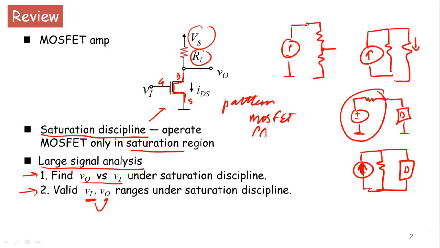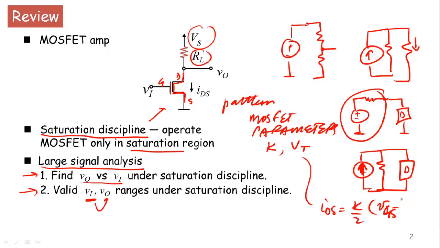And what are the MOSFET parameters? They are K and Vt. Based on those two parameters, we know that IDS for the MOSFET is given by K by 2, VGS minus Vt, whole squared. So K and Vt are my MOSFET parameters. For the given MOSFET parameters and for RL and Vs given, I could find a set of ranges for my input voltage Vi, and a corresponding set of ranges for V naught, and also for IDS. As long as I operated within those ranges, my circuit would stay in the saturation region.